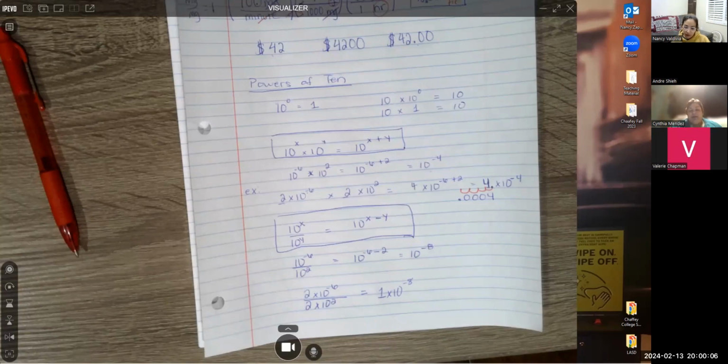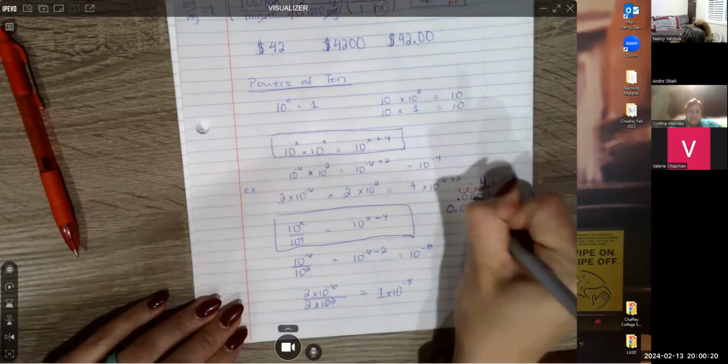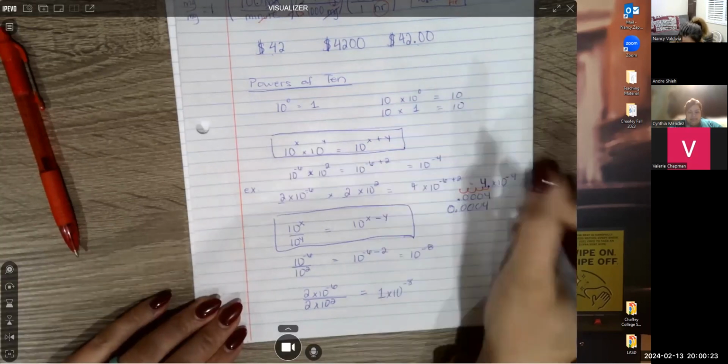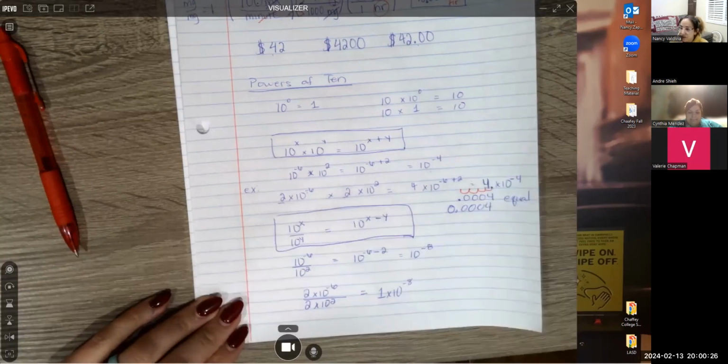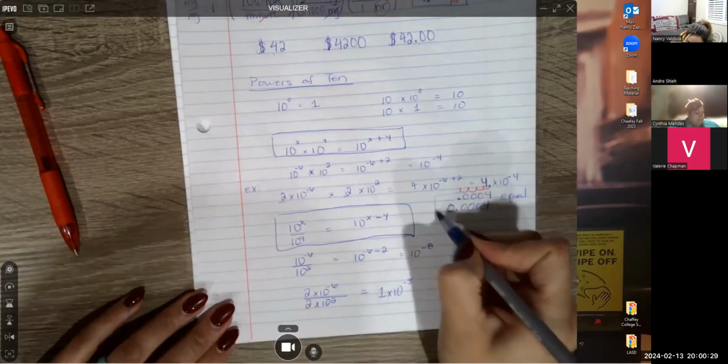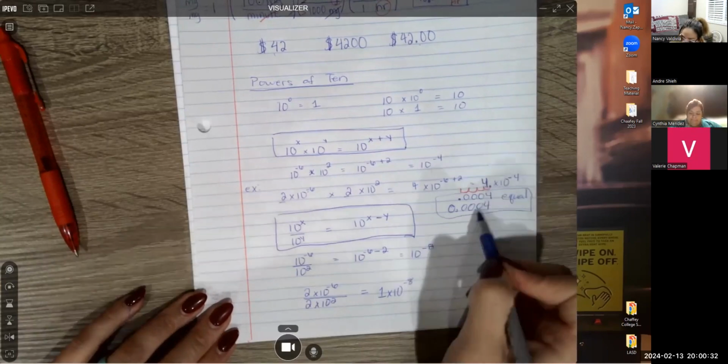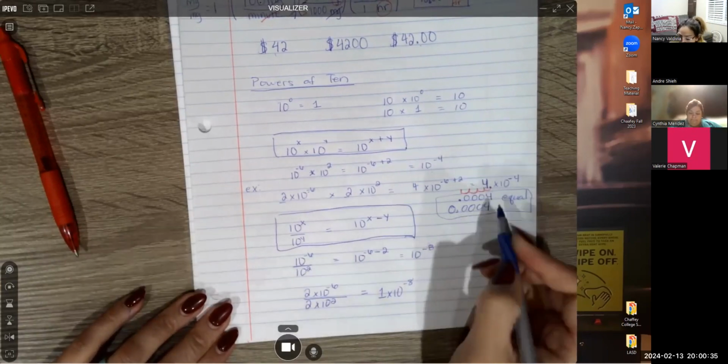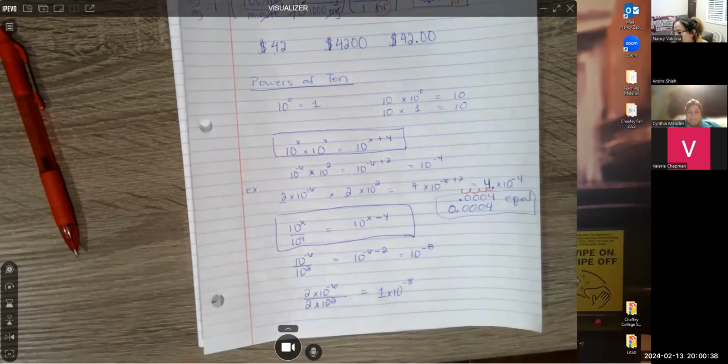If we were to write that answer up on top, 4 times 10 to the negative 4, if we were to write 0.0004 as opposed to .0004, would that mark it wrong? No, they're equal. Those two are equal answers. They're both standard notation. These zeros are not significant. So you're just putting your placeholder down right there. It doesn't add to the decimal place either.